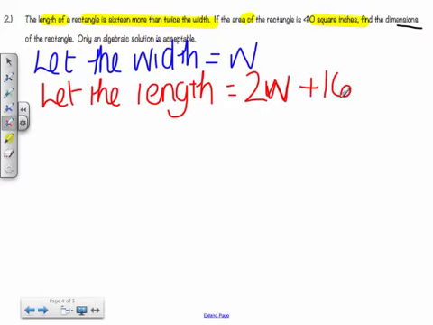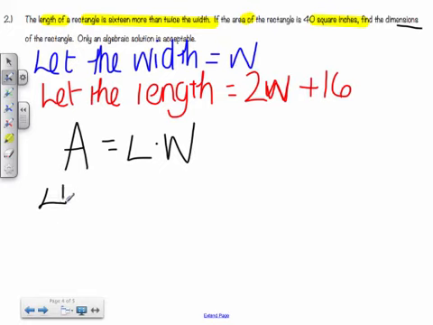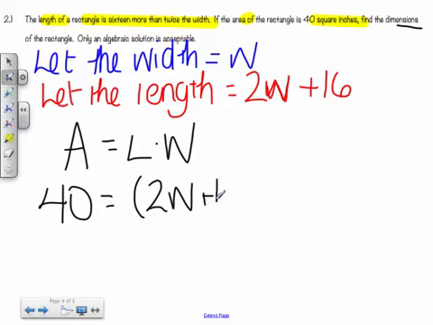And then I'm going to add 16 to it because it's 16 more. All right. Then I'm going to use the area formula. The area formula says that the area is the length times the width. I know what the area is. The area is 40, so I'm going to replace area with 40 equals the length, which is 2W plus 16, multiplied by the width, which is W.